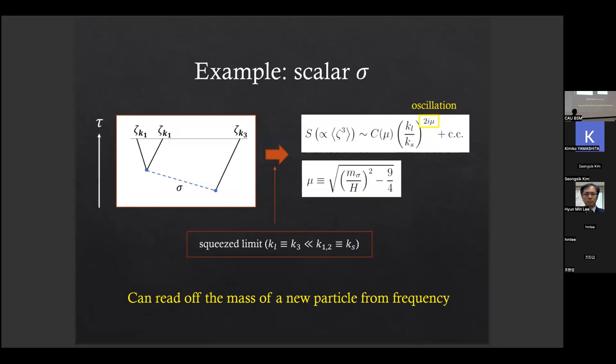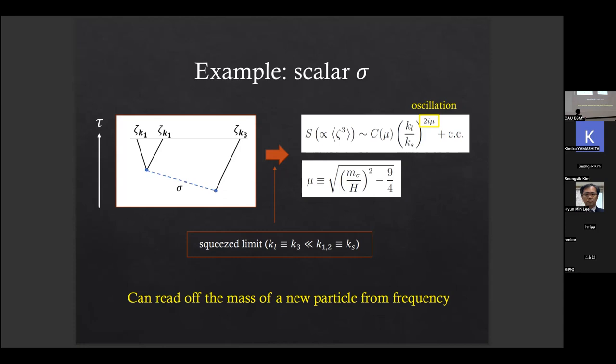This is an example with a scalar field sigma in the intermediate step. So this is the diagram for the three-point correlation function. We have three momenta, k1, k2, k3. And you can take a specific configuration of the momenta called the squeezed limit, where one of the momenta is much smaller than the others. In this squeezed limit, we get a sharp signal. And this S is roughly f_NL, up to some prefactor, which is proportional to the three-point correlation function of the curvature perturbation. And it turns out this S can be expressed in this way.